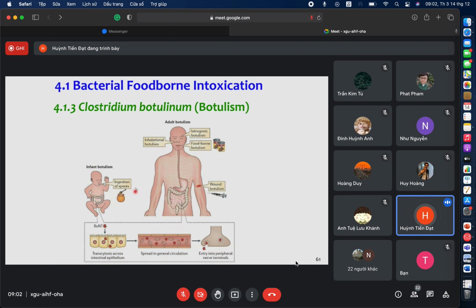So one question for you guys: why do infant children normally use honey? Any ideas? Why do infant children normally use honey? I think it's because most of us believe that honey has sterilizing properties, so we use honey to clean the tongue of the baby.